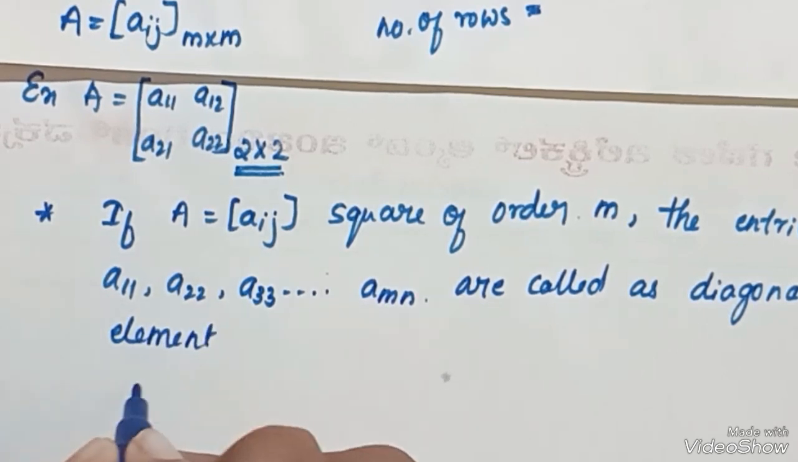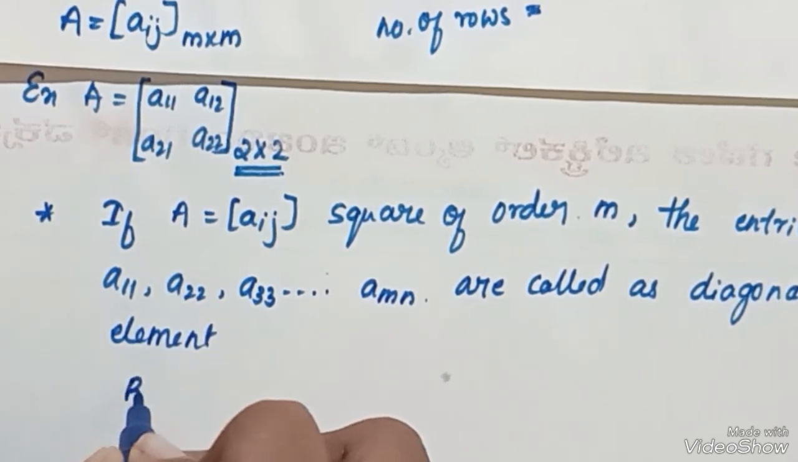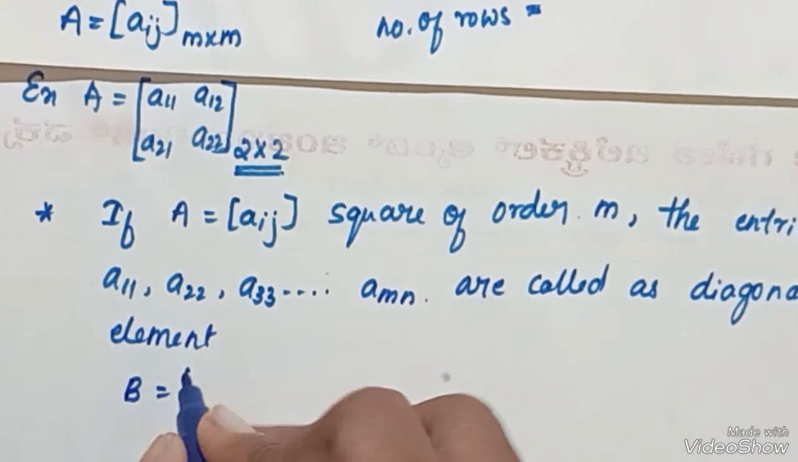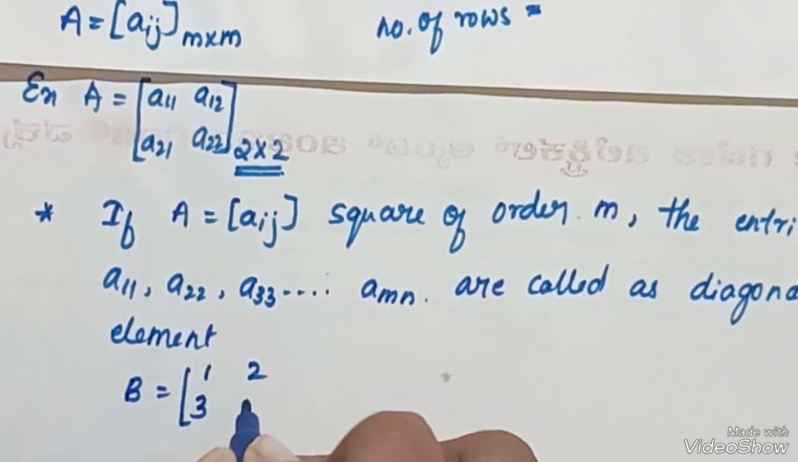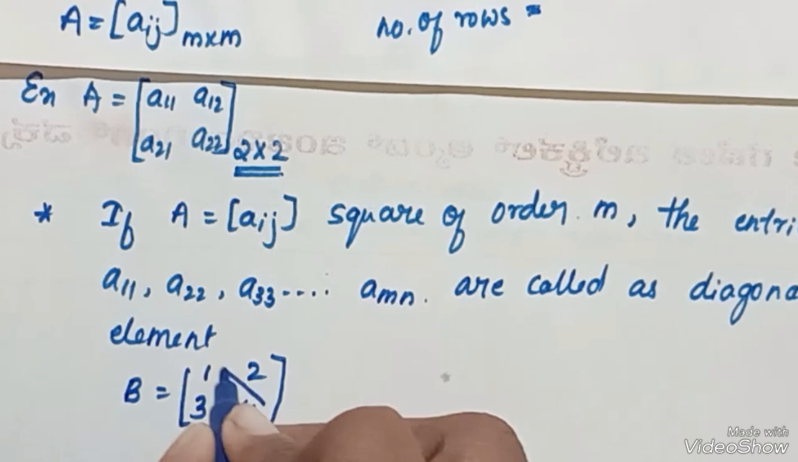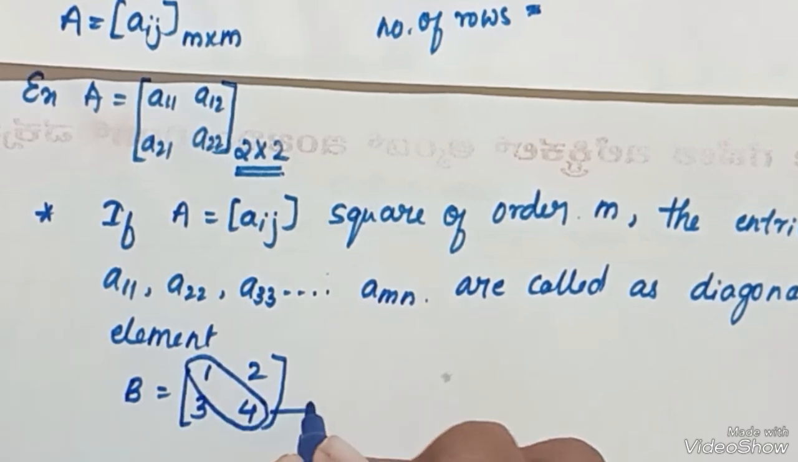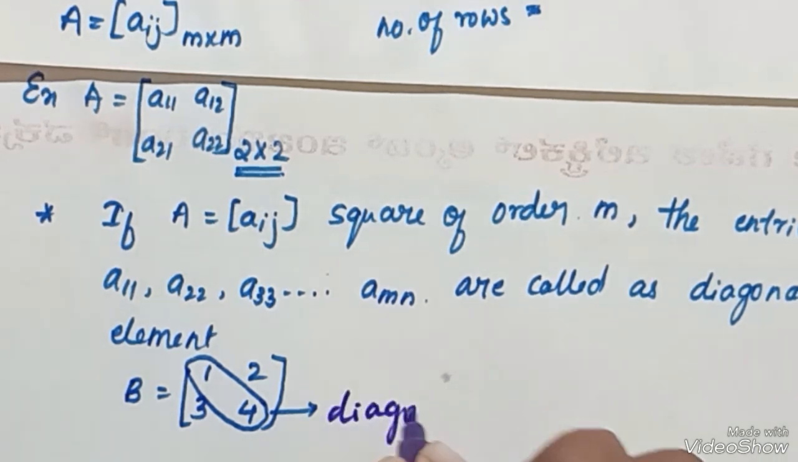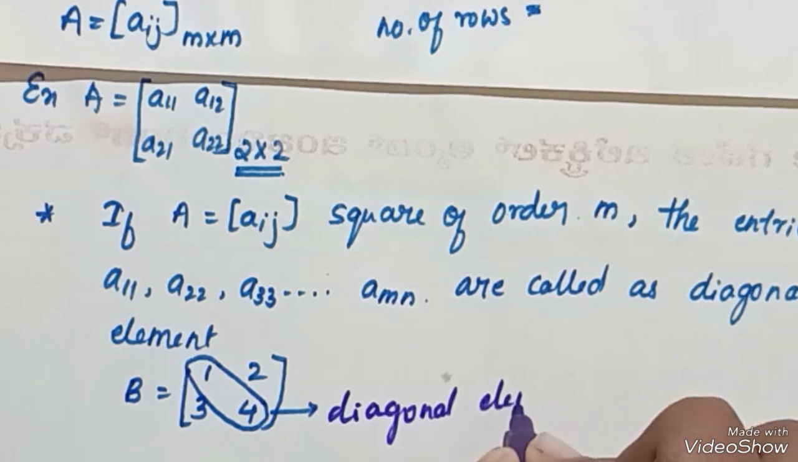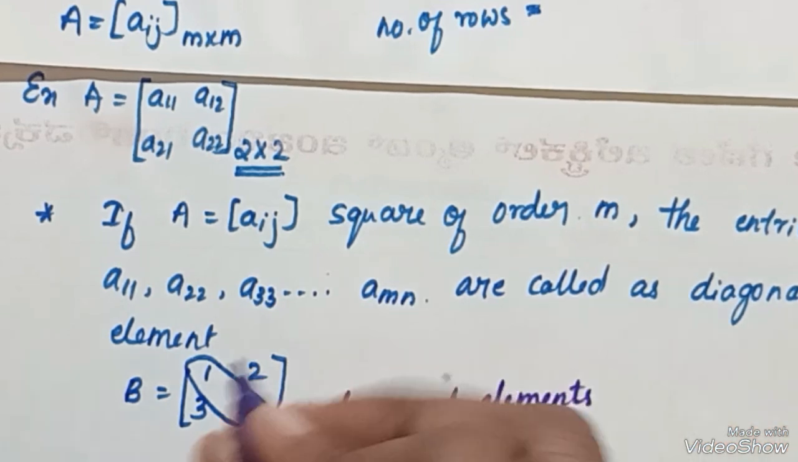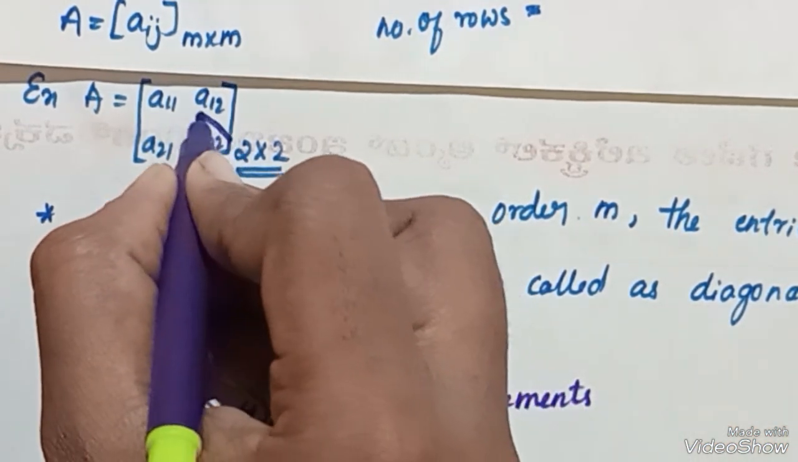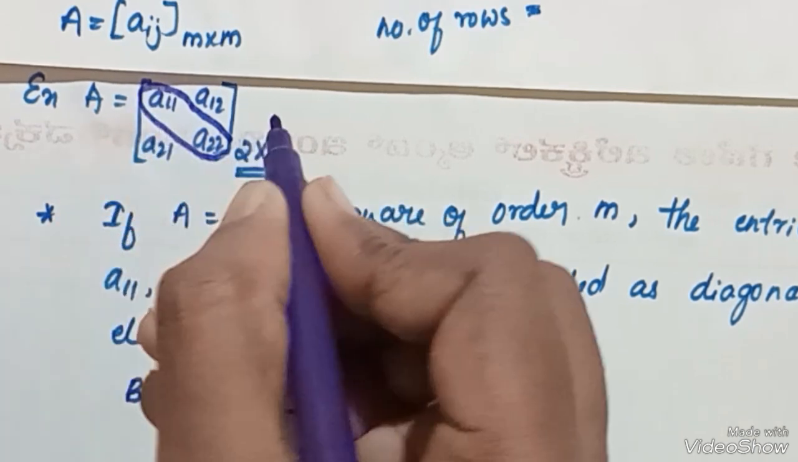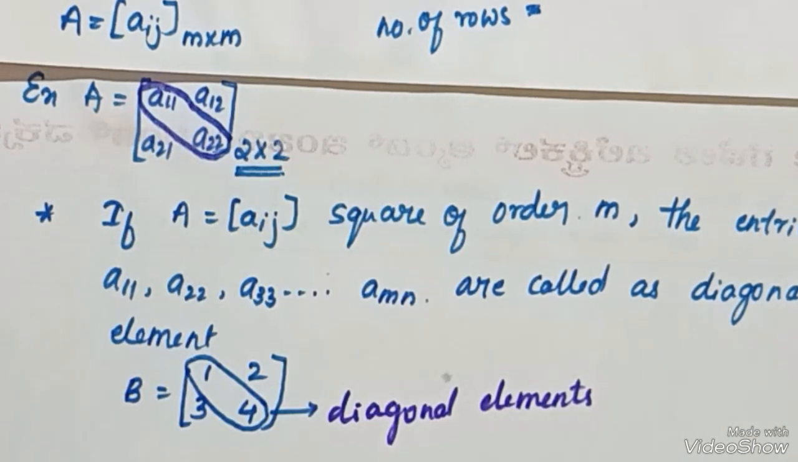For example, considering a 2 cross 2 matrix B, with entries 1, 2, 3, 4. Here these elements are called the diagonal elements. Generally, we write them as A11, A22. These are called the diagonal elements.